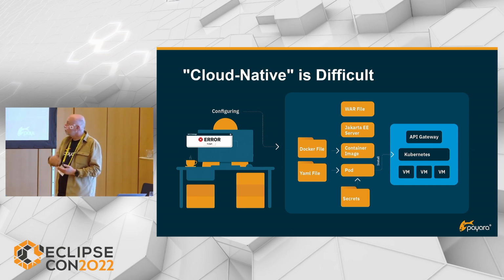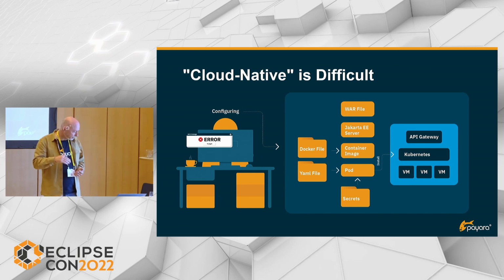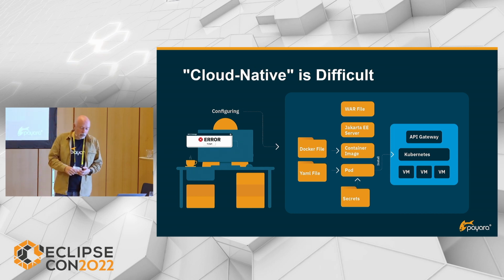And then you need to layer on your application server, and then layer your WAR file on top of that. Then you need to create a pod. You need to learn YAML. You need to configure secrets. Then if you wanted to put it on, for example, Azure, you need to get that definition into Kubernetes, set up VMs for the actual Kubernetes infrastructure, and then worry about API gateways and configuring SSL certificates and all that sort of thing.